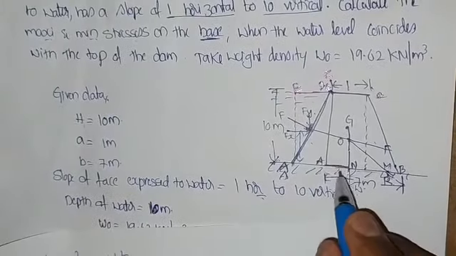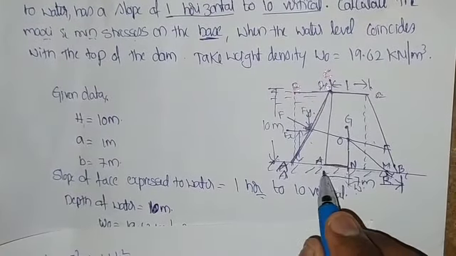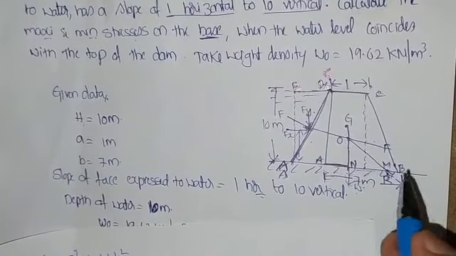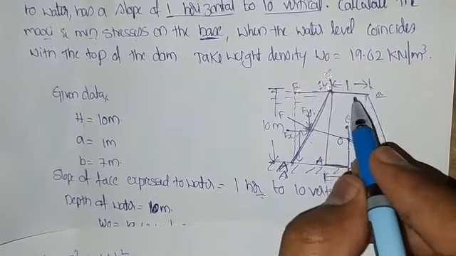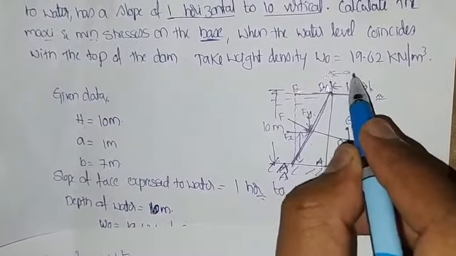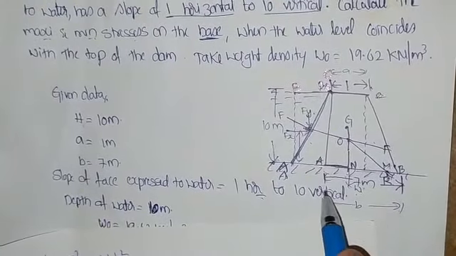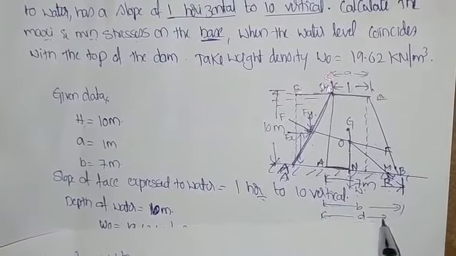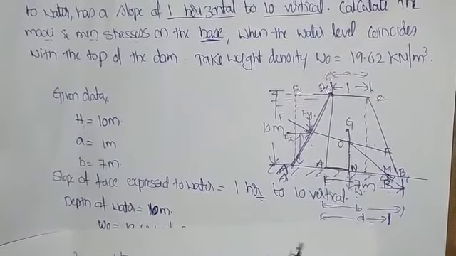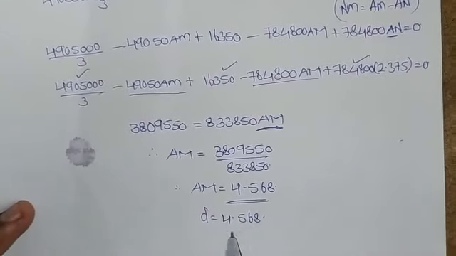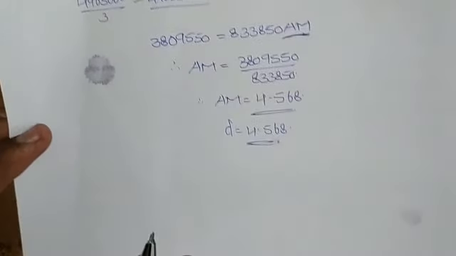From the figure, we have calculated the value of AN and the value of AM. Now, what is the distance d? Previously we said the top is a and the bottom is b. From a to m it can be read as d, as we saw in the derivation. So AM can also be written as d, which is equal to 4.568. Now we will calculate the eccentricity.